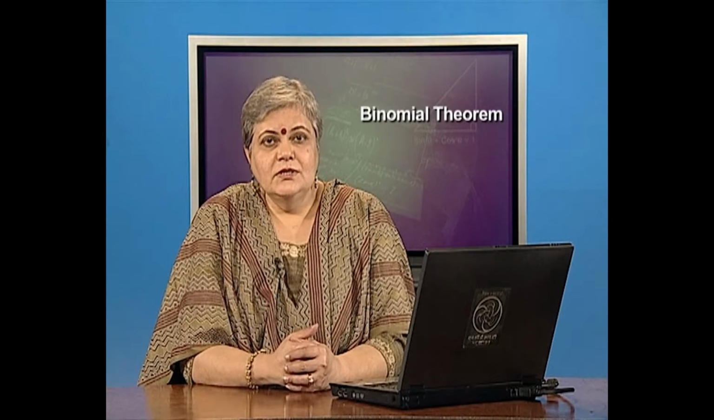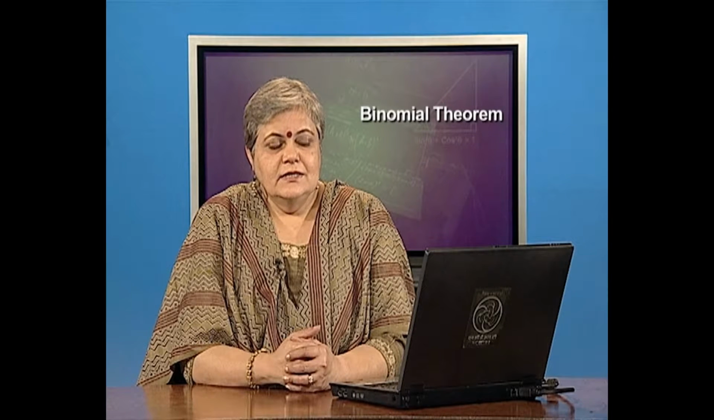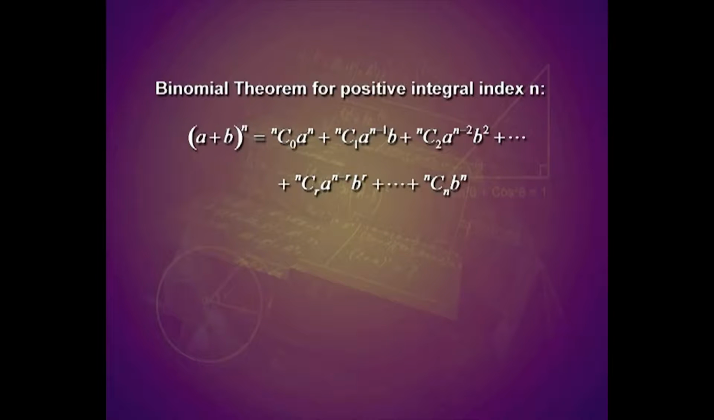Binomial theorem for positive integral index n states that a plus b raised to the power n expands to be nC0 a to the power n plus nC1 a to the power n minus 1 times b plus nC2 a to the power n minus 2 times b squared, and the general term T(r plus 1) in the expansion is given as nCr a to the power n minus r b to the power r, and the last term ends up as nCn b to the power n.